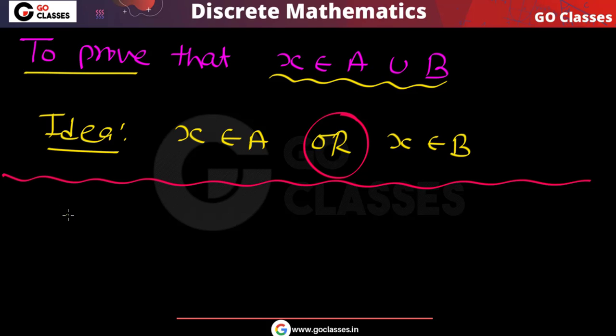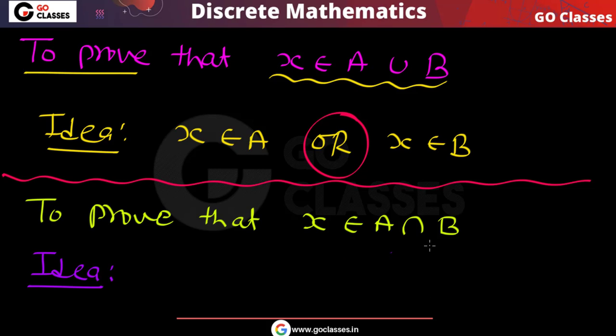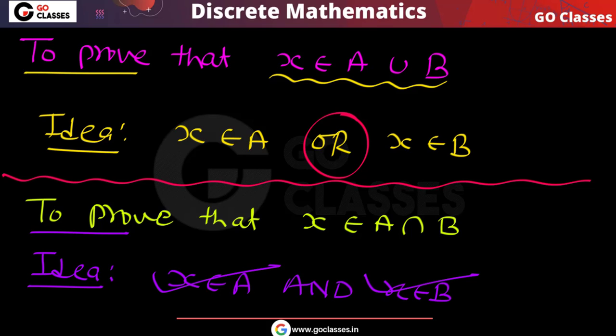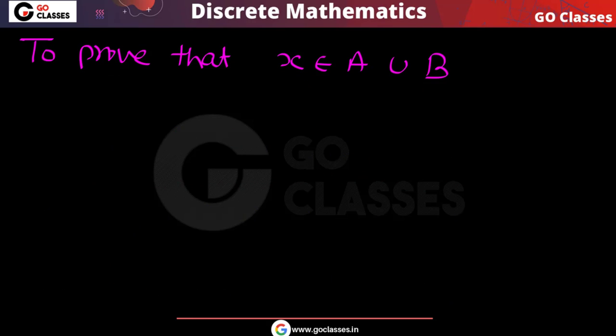If you want to prove that x belongs to A intersection B, then what to do? In this situation, what do you have to prove? You have to prove that x belongs to A, and you have to prove that x belongs to B. So you have to prove this, and you have to prove this. Both of them you need to prove. So this is the idea.